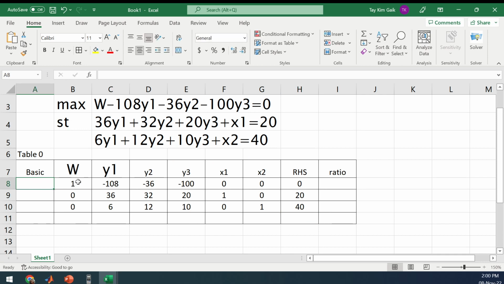A basic variable is a variable containing only one non-zero entry, which is W in the first row. Y1, Y2, Y3 are non-basic. X1, in the second row, contains one non-zero entry, so X1 is the basic variable in the second row, and X2 is basic at the third row. For a standard maximization problem, you take the most negative column from the objective function. This is the pivot column.